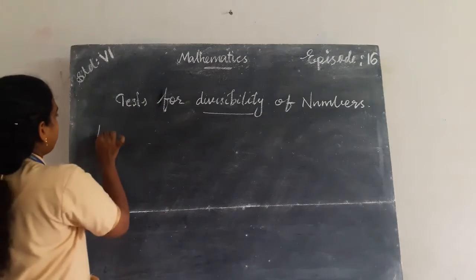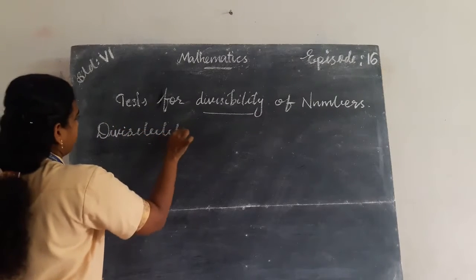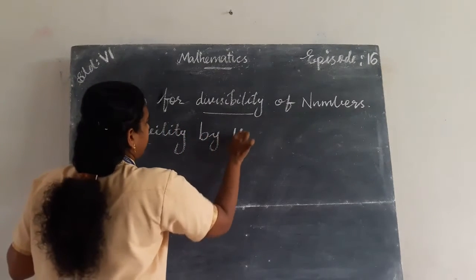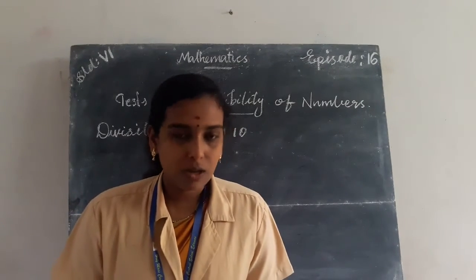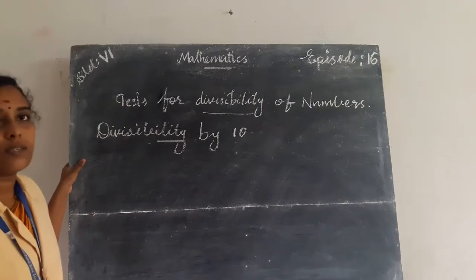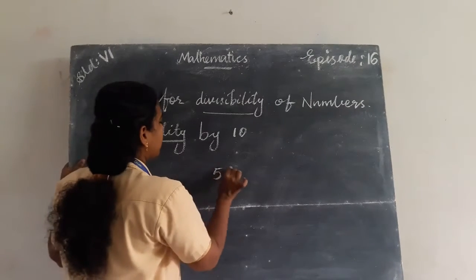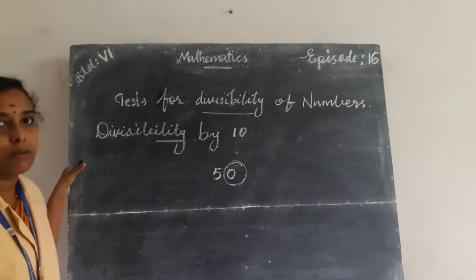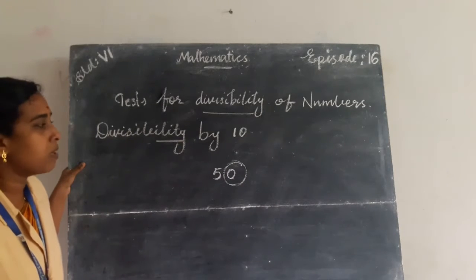To check whether a number is divisible by 10 or not, the rule is: if a number has 0 in its unit place, then the number is divisible by 10. For example, in 50, 0 is in its unit place or ones place, so the number is divisible by 10.